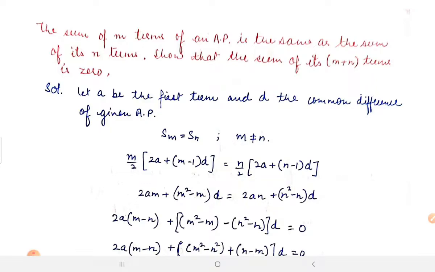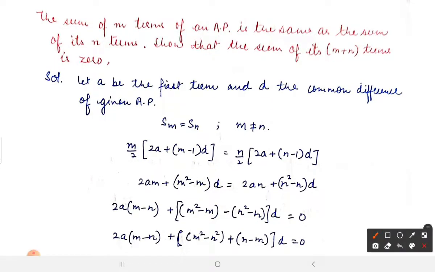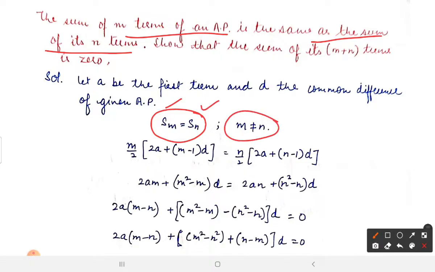So what is given to us? The sum of m terms of an AP is the same as the sum of n terms of the AP. So we have the condition that Sm is equal to Sn, where m is not equal to n. We have to show that the sum of m plus n terms is 0. So we have to find S of m plus n.